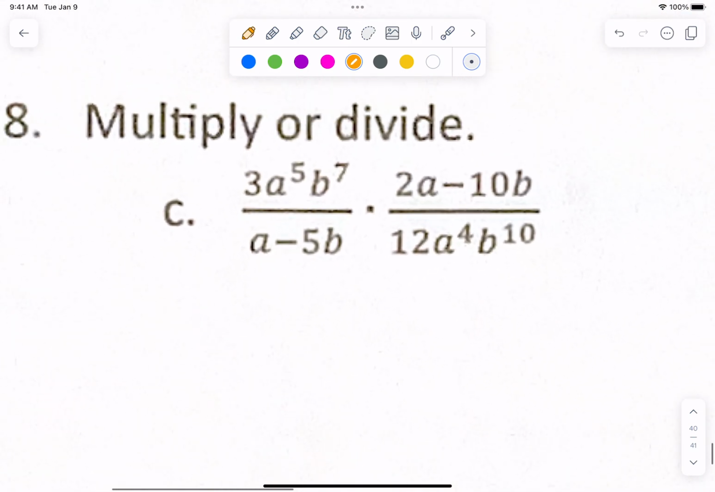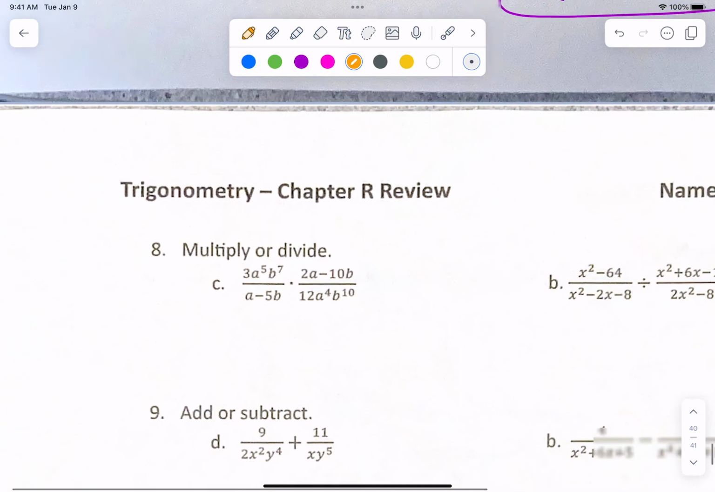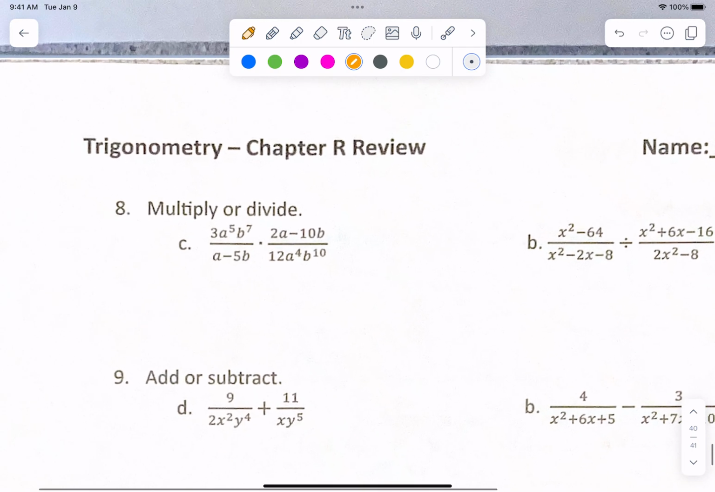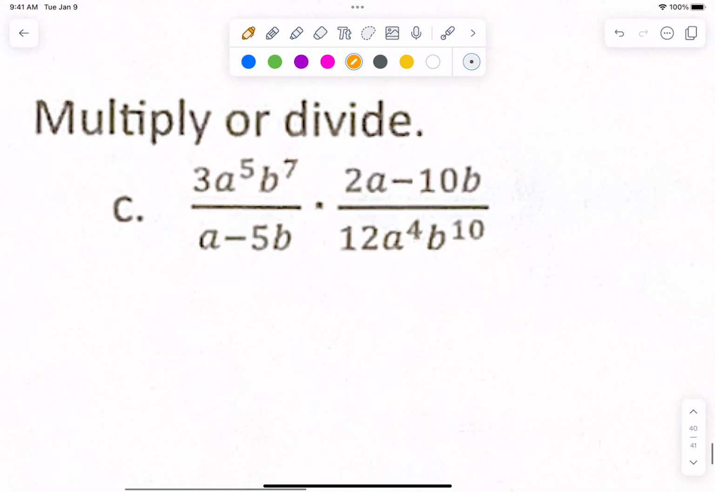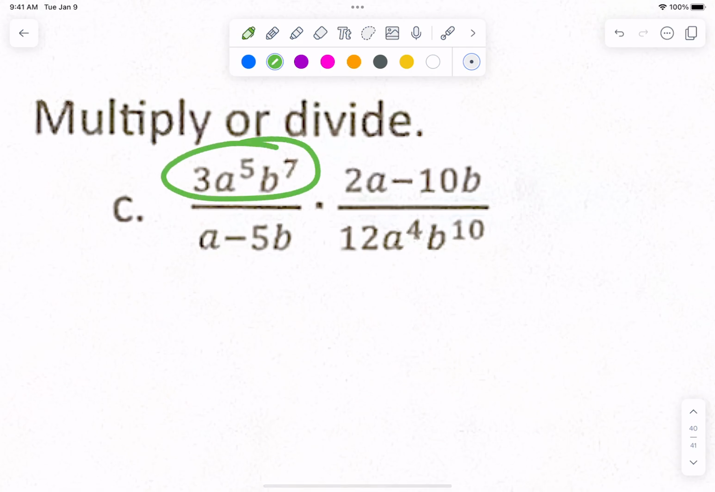Go to number 8. I don't know why it says C and then B. I have no idea why my letters are off. But anyway, multiply or divide. Here you're multiplying, but before we multiply, let's simplify if we can. Now this top part right here, he is not trapped. Those can just go right.